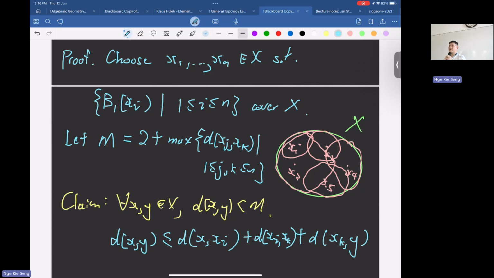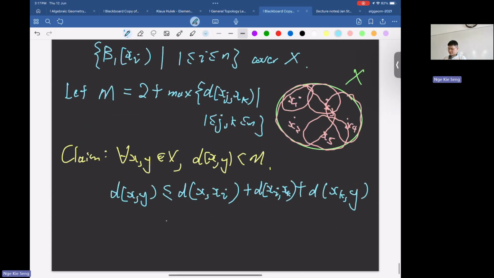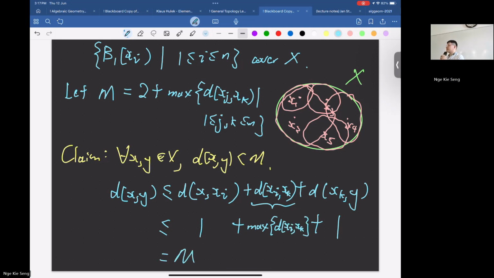How can we not use the triangle inequality twice? Okay, so the ball distance we got is 1, and the ball distance we got is 1, and then surely this number here is less than the max of all the distances between the centers. And then this is the M we pick. Okay? Make sense? Any question?